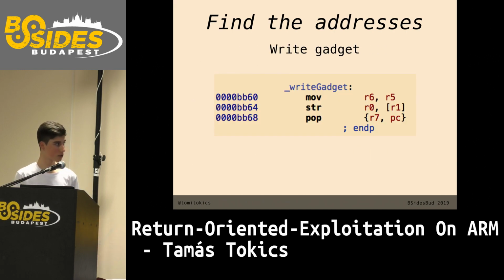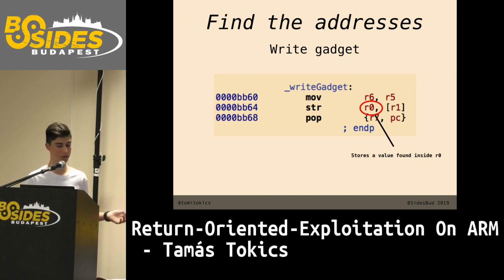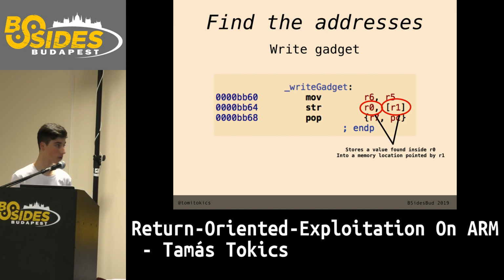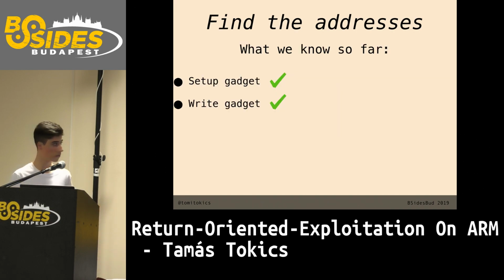Now here's the write gadget. What we can see here is that it stores the value found inside R0 to the memory location pointed to by R1. This is perfect for us because, as I said earlier, we can control the R0 and R1 values. So both of them are set up here.